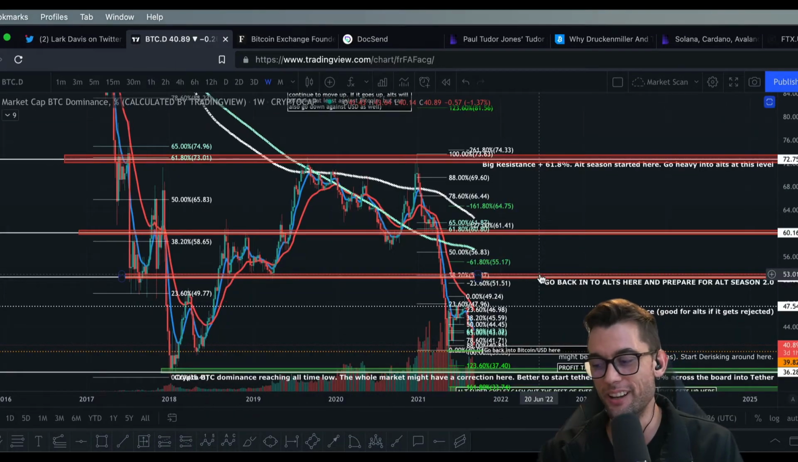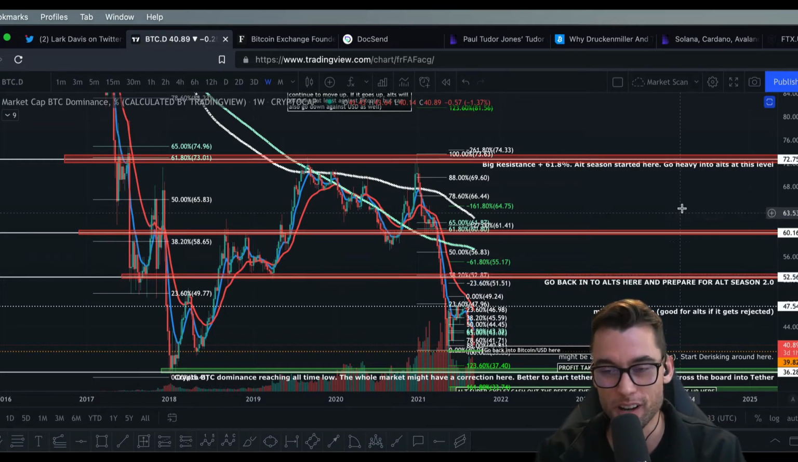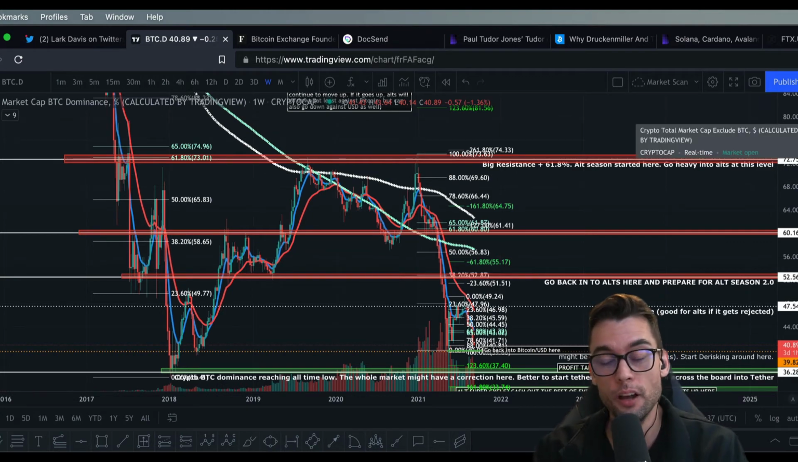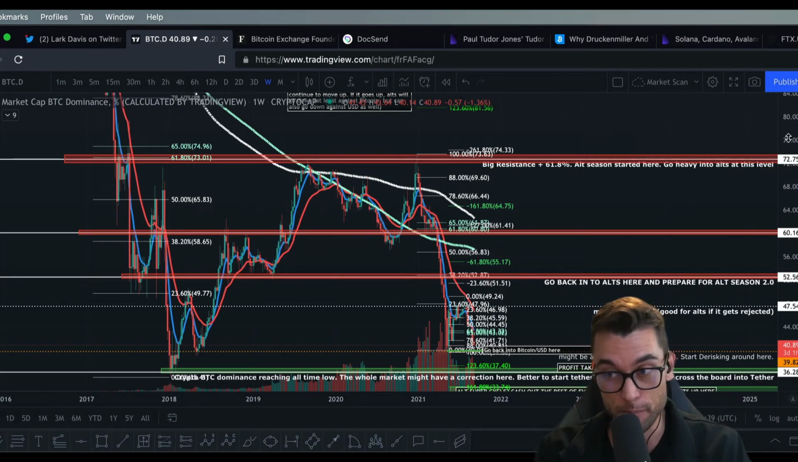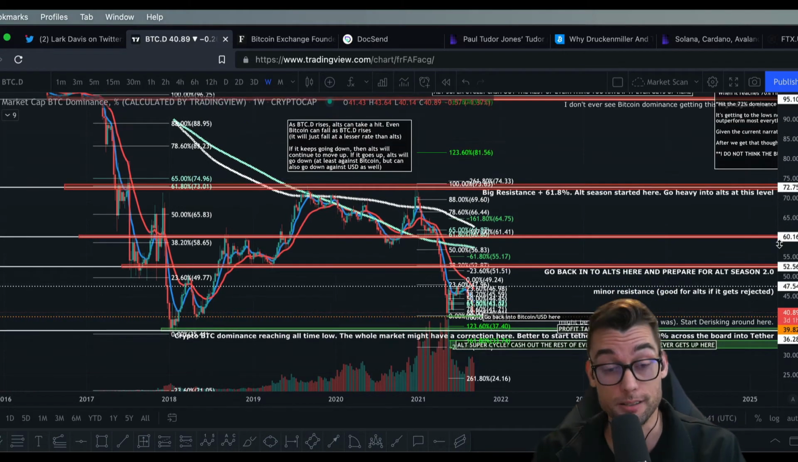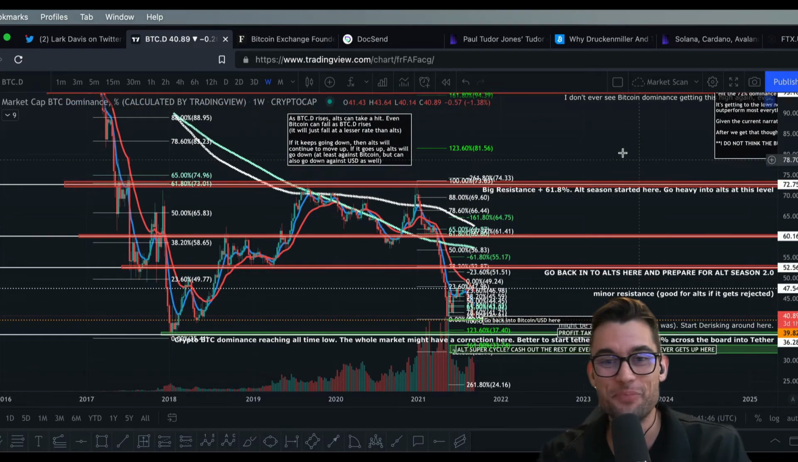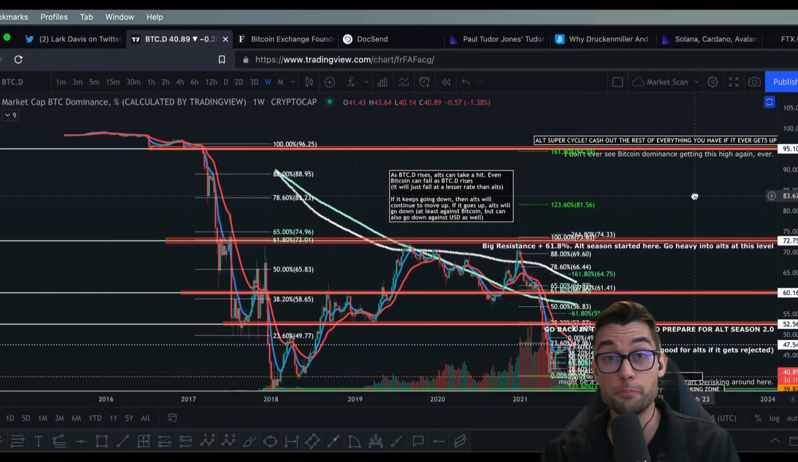Okay, so now we're going from the total market cap of Bitcoin, the total market cap of all of cryptocurrency, and then to the total market cap of all cryptocurrencies excluding Bitcoin. And now we're going into the dominance levels. The first thing that we look at is Bitcoin dominance.